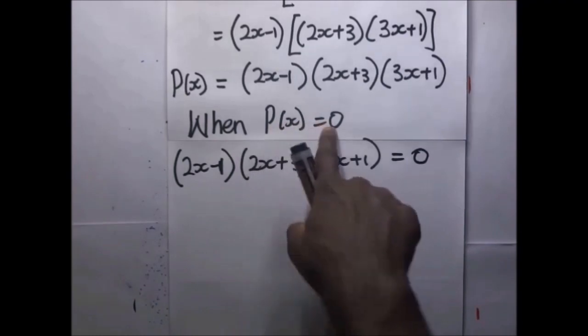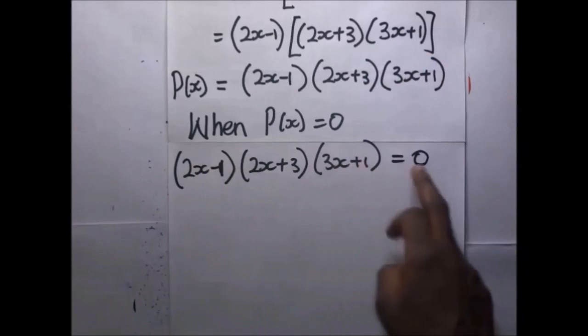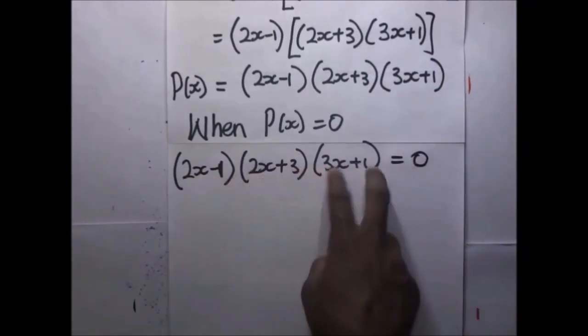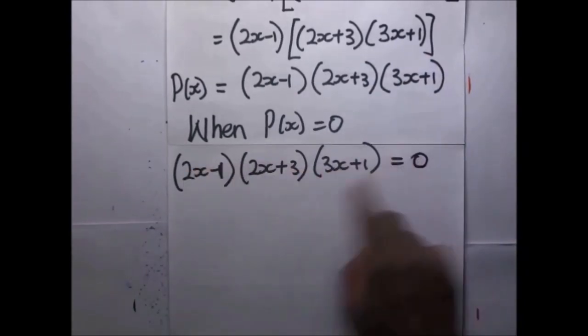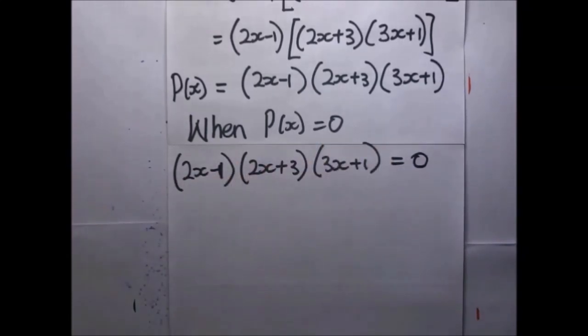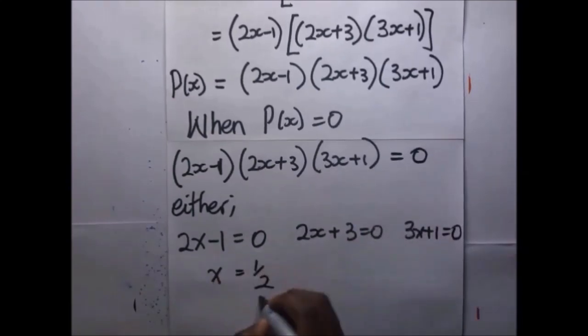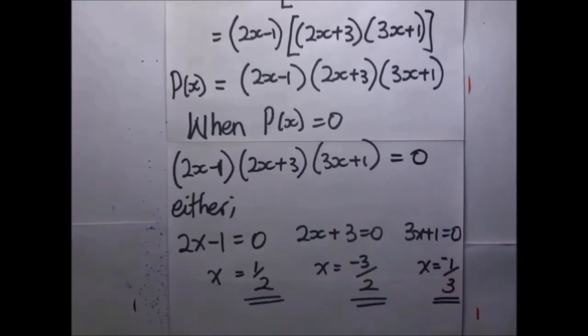So when p of x is equal to 0, our polynomial is equal to 0, then it means that this is also equal to 0. So if these three factors, when you multiply them, you're supposed to get 0, it means that either this one is 0, or that one is 0, or that one is 0. And it's from there that we are going to get our value of x. So our value of x is either a half, or negative 3 over 2, or negative 1 over 3. And that is how we solve for that polynomial.